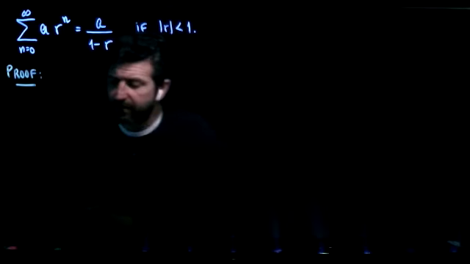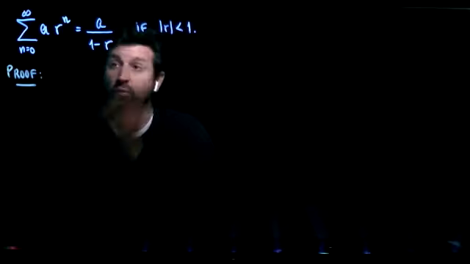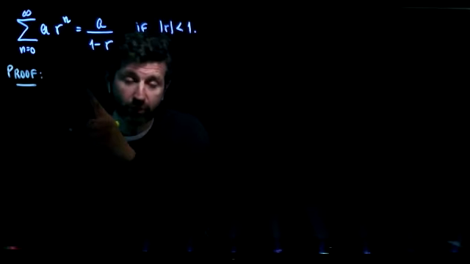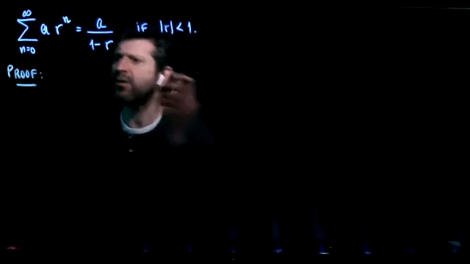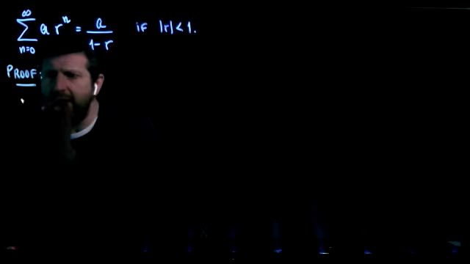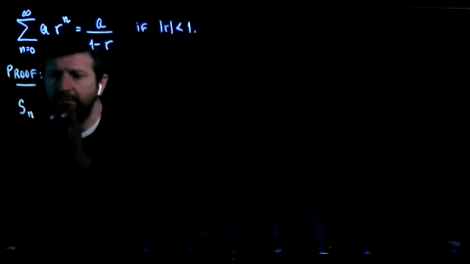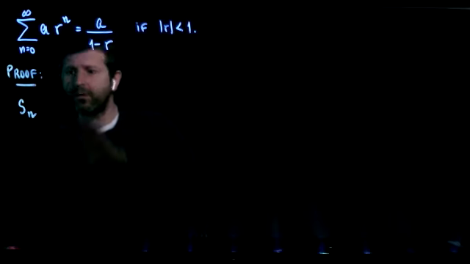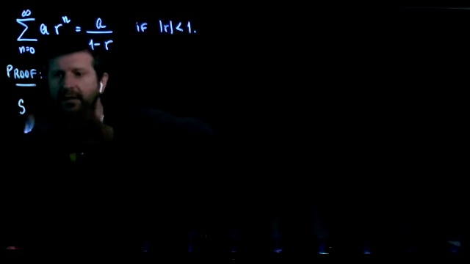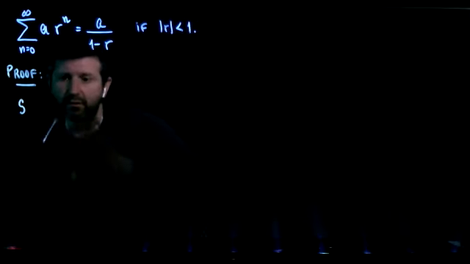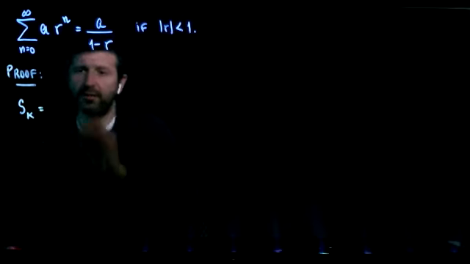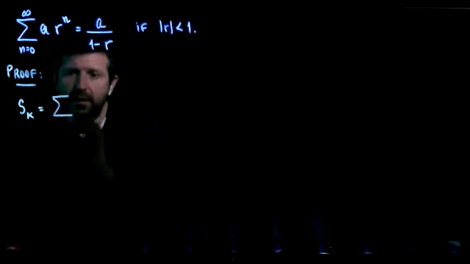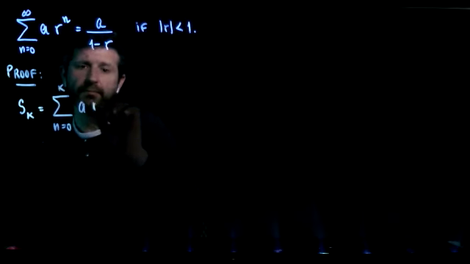So let's find the partial sums. When we want to find if a series converges, if you remember, we find the sequence of the partial sums. So I'm going to write the nth partial sum. No, not n, I'm going to use k, because I already have an n here. So the kth partial sum. So s_k will be what? The sum, n goes from 0 to k, of a r to the power n.